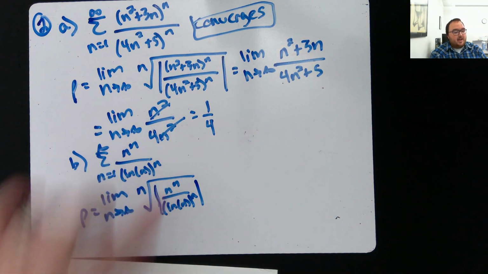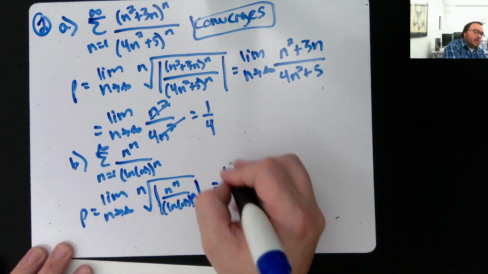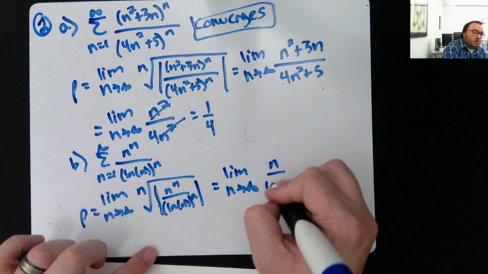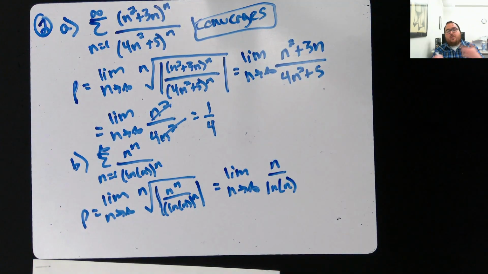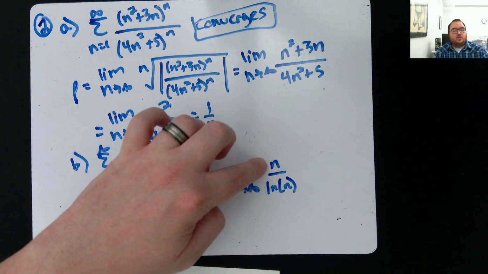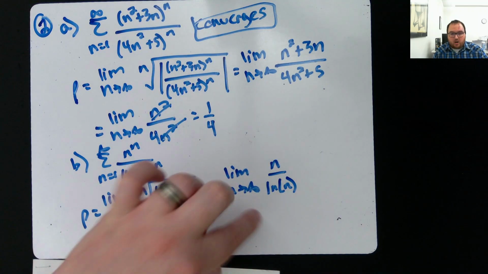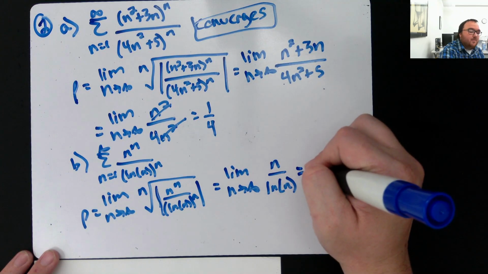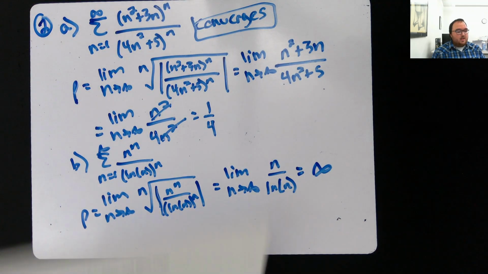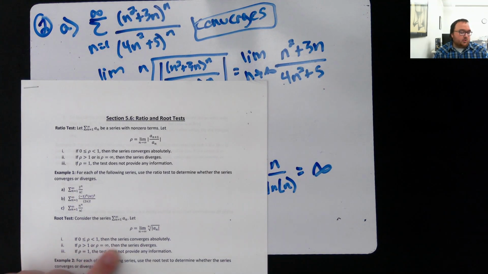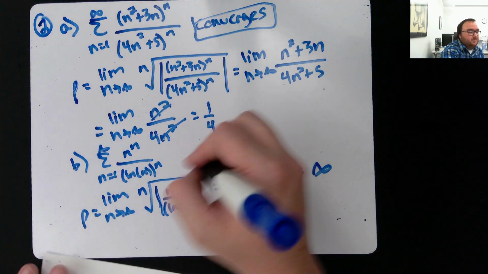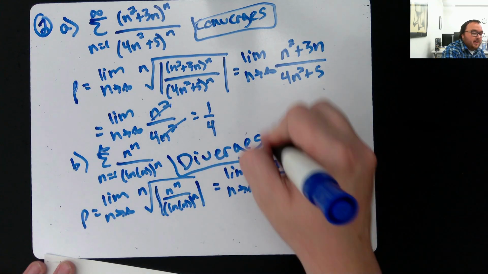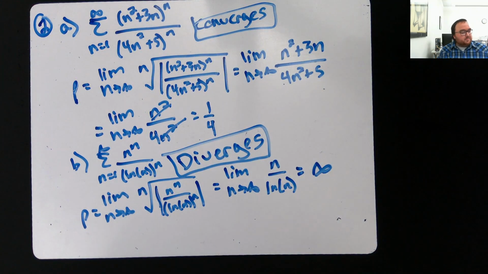Nth root to the n, they cancel out, so this is just the limit as n goes to infinity. I'm left with just n over the natural log of n. And as we have already seen, n is larger than the natural log of n, so the top is going to grow and grow and grow, which makes this infinity. Because of that, this is going to diverge. If any of that doesn't make sense, let me know.